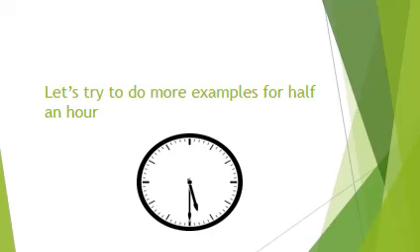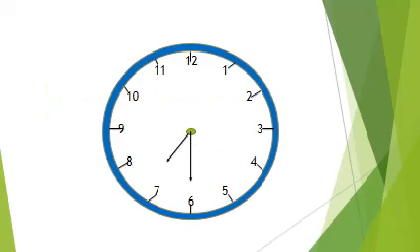Let's start some more practice to tell half an hour on an analog clock. What time is it? The clock says 7:30. The hour hand is on number 7. The short hand is between 7 and 8. So, the hour hand is just past 7. The minute hand is on number 6. So, the minutes are 30 minutes. So, what time is it? We can say the time is 7:30.